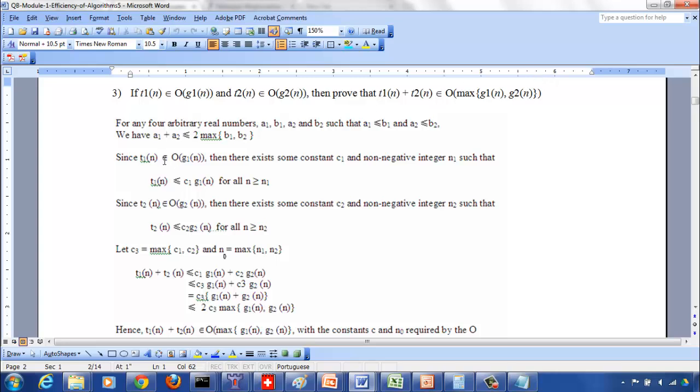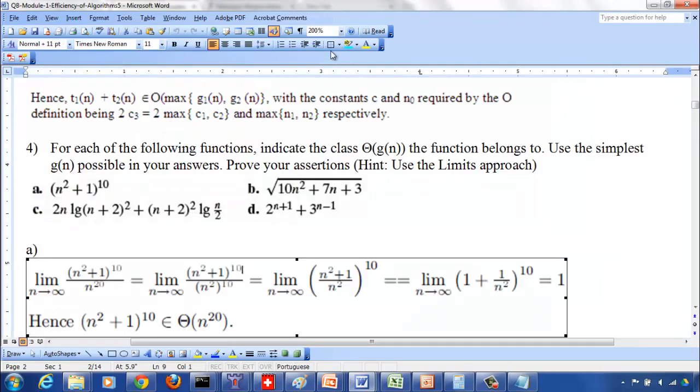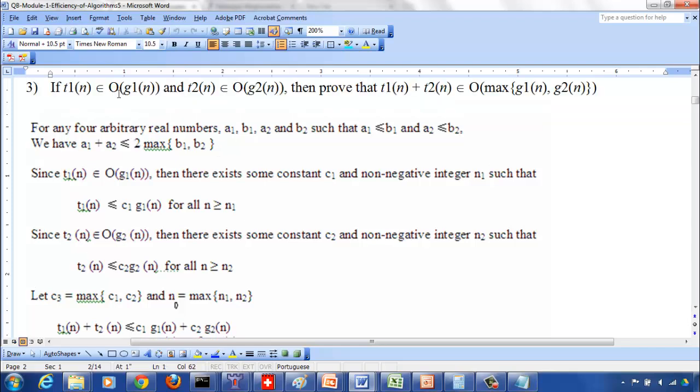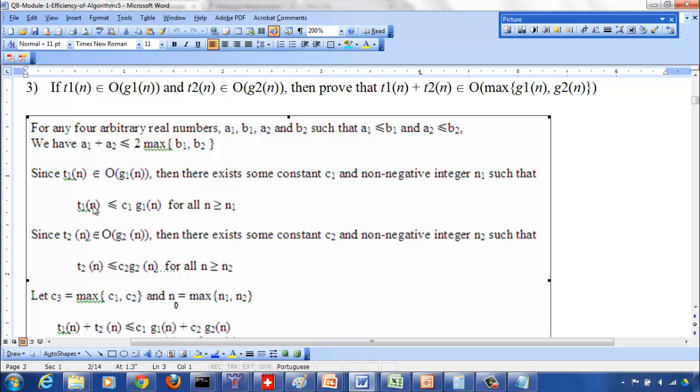If t1 of n is big O of g1 of n, then t1 of n can be represented as less than or equal to some constant c1 times g1 of n for all n greater than or equal to n1. This is from the definition of big O notation. Similarly, if t2 of n is big O of g2 of n, then t2 of n is less than or equal to some constant c2 times g2 of n for all n greater than or equal to n2. Again, this is just by definition.